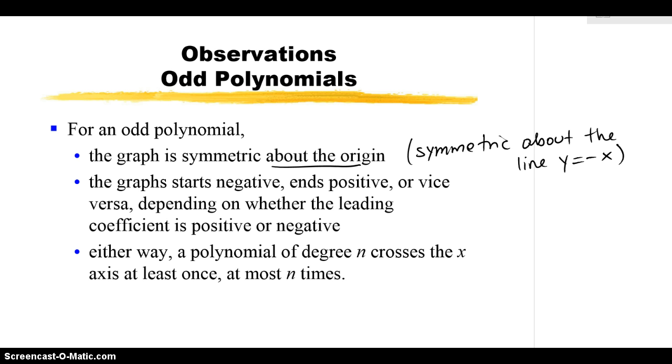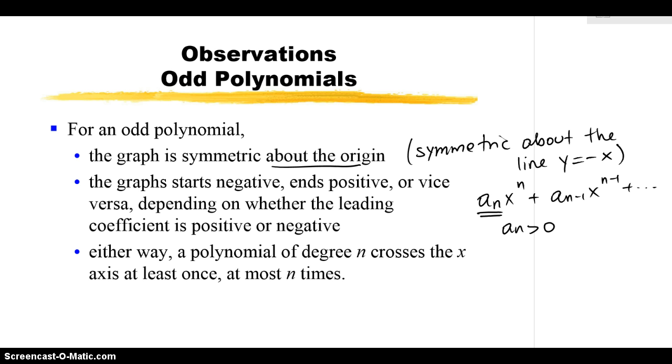The graphs start negative, end positive, or vice versa, depending on whether the leading coefficient is positive or negative. So you saw that with all the odd polynomials. All our leading coefficients were positive. The leading coefficient is that a sub n in your polynomial. Okay, so if you had your polynomial, this is the leading coefficient. The coefficient that is attached to the variable that has highest degree, right? The a sub n.